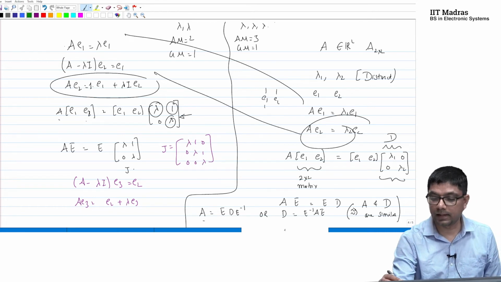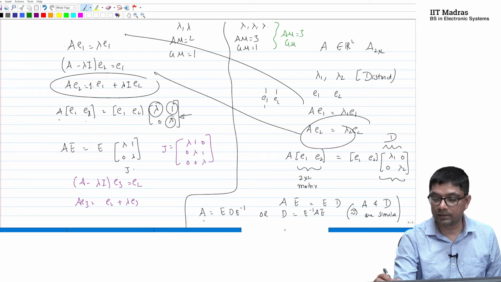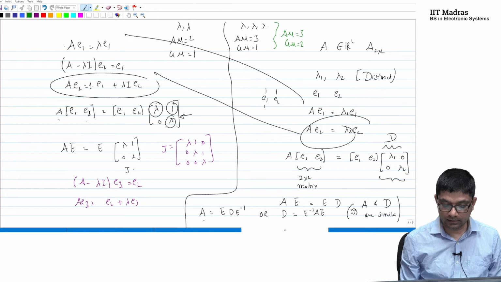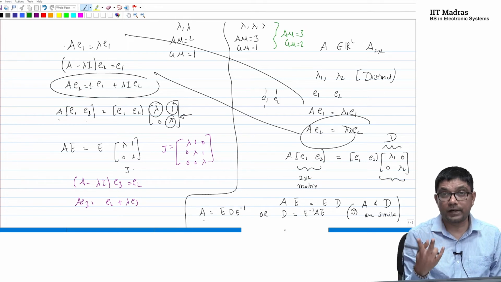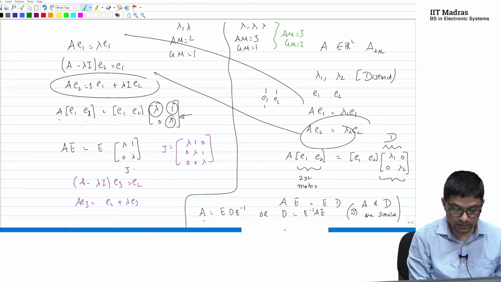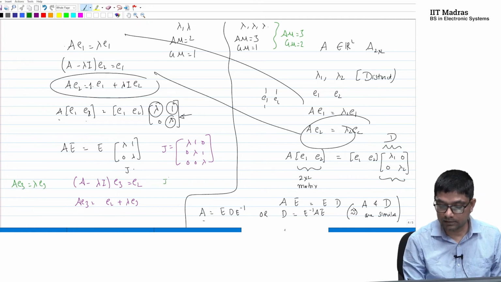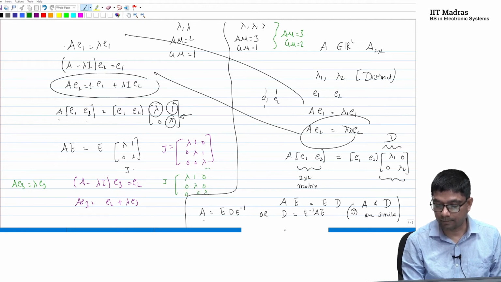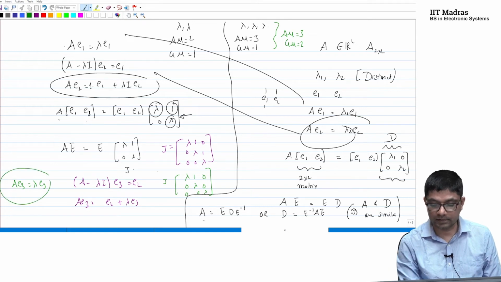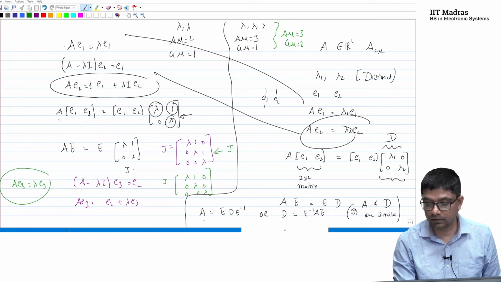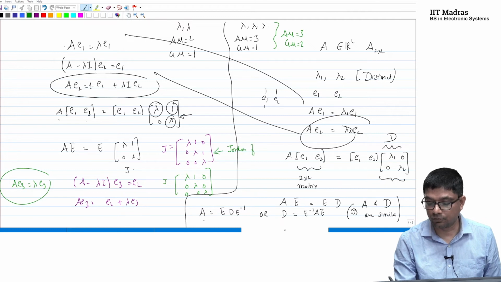The other case that could happen is that algebraic multiplicity equal to 3, geometric multiplicity equal to 2, in which case the third equation, because I can find 2 independent eigenvectors, will become A times E3 is lambda E3, in which case J becomes [lambda 1 0; 0 lambda 0; 0 0 lambda]. Okay, again this is just stacking these expressions together. So this is called the Jordan form.